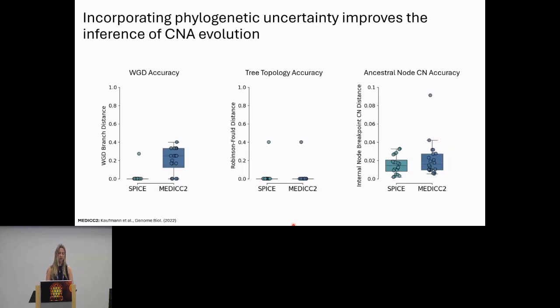From here, we wanted to look to see how incorporating phylogenetic uncertainty could improve our inference of copy number evolution compared to existing state-of-the-art methods. So when we look at WGD accuracy, tree topology accuracy, as well as our ability to infer ancestral node profiles, we can see that by incorporating this phylogenetic uncertainty, we get a better reconstruction of copy number evolution.